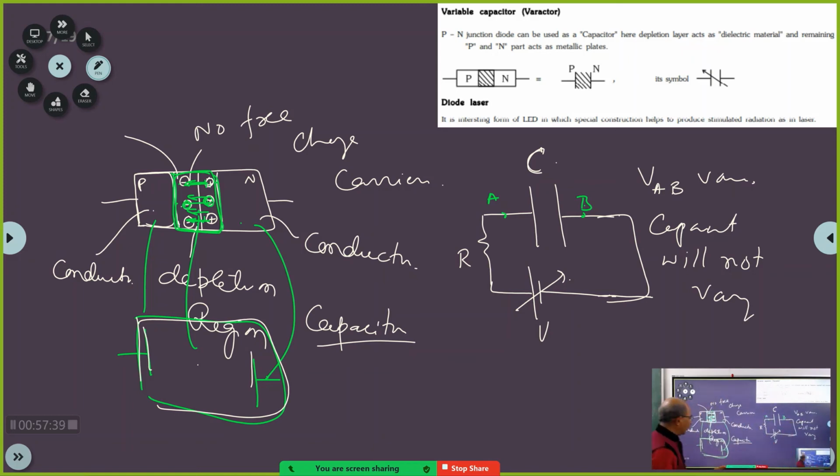Again, now you see here. Supposing I connect this to a voltage source.